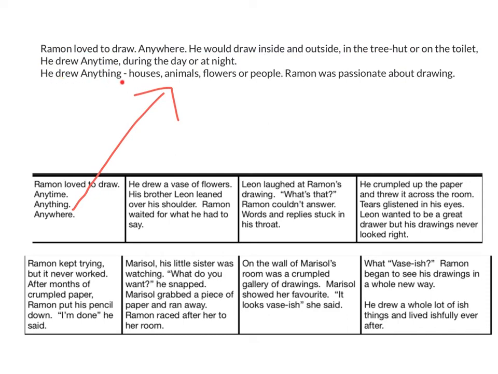He drew anything, and now I'm extending on that. Houses, animals, flowers or people. And then I'm finishing with a little sentence that sums up that paragraph. Raymond was passionate about drawing.